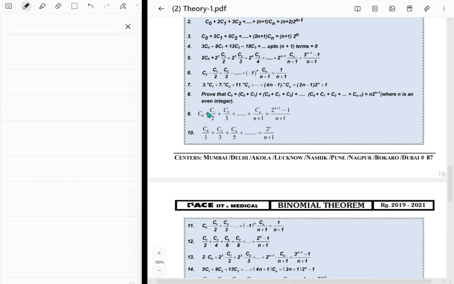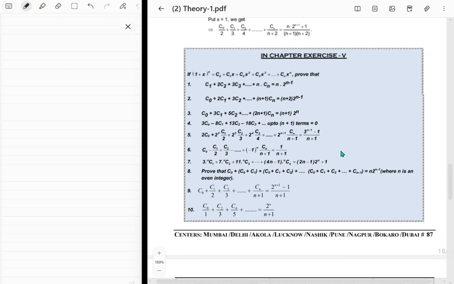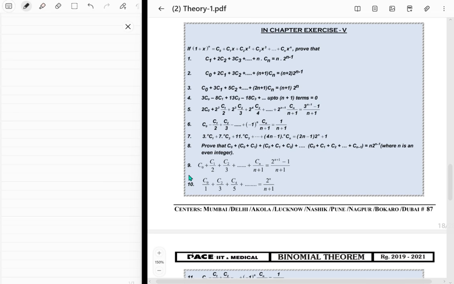Okay, ninth. C0 plus C1 upon 2 plus C2 upon 3 all the way till Cn upon n plus 1 is equal to 2 power n plus 1 upon n plus 1. Oh, come on. Are you serious? Haven't we already done this somewhere? No, we did a similar thing. It's pretty similar to that actually, right? So once again, same thing: just integrate this expression from 0 to x and then put x equal to 1, and then you will arrive at this thing. So do I need to do it once again?